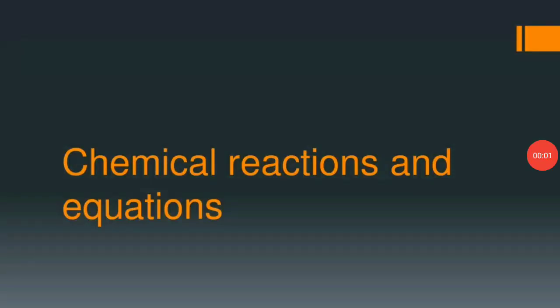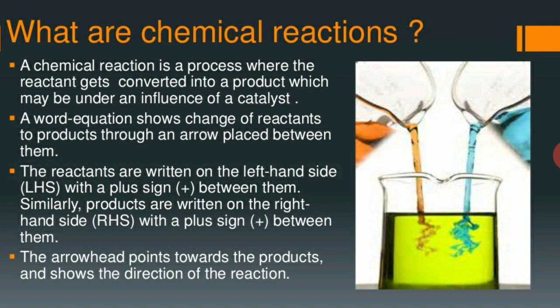Welcome to the video. In this video, we are going to discuss chapter 1 of class 10 chemistry, chemical reactions and equations. What are chemical reactions? The process of converting reactants into the product is known as a chemical reaction. A chemical reaction is a process where the reactants get converted into the product.